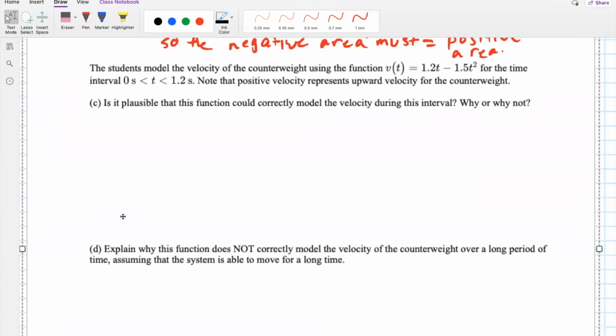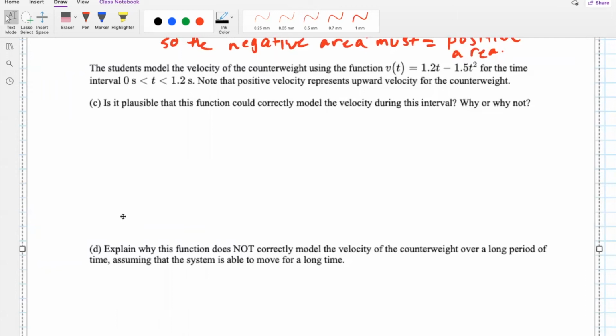The students model the velocity of the counterweight using the function v of t equals 1.2t minus 1.5t squared for the time interval of 0 to 1.2 seconds. Note that positive velocity represents upward velocity for the counterweight. And the question here reads, is it plausible that this function could correctly model the velocity during this interval? Why or why not? Well, let's see here.